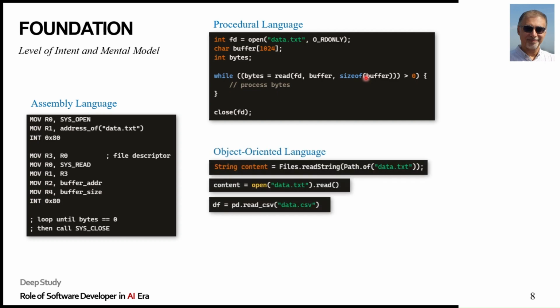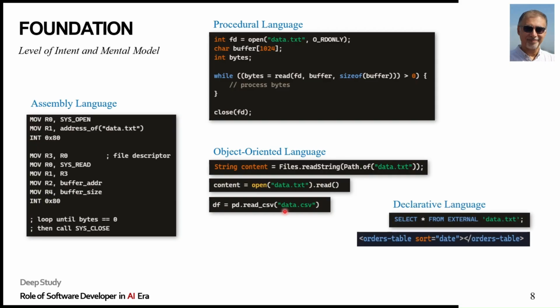When we move on to object-oriented languages, here the expressed intent moves closer to the domain. You think in terms of objects, their responsibilities, their interactions, not in terms of stack frames or interrupts. For example, here, when I call read CSV, it gives me a data frame. You are no longer specifying the buffer sizes or end of file loops. The abstraction has taken over. But the mental model still includes memory usage, object life cycles, copying versus referencing, performance implications, and so on.